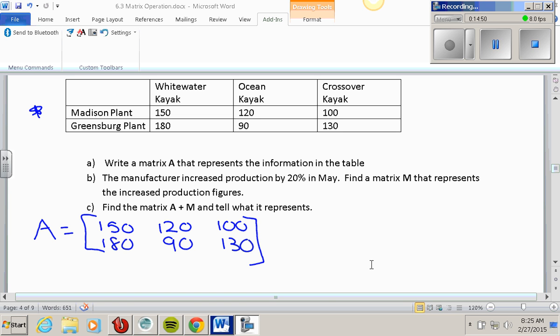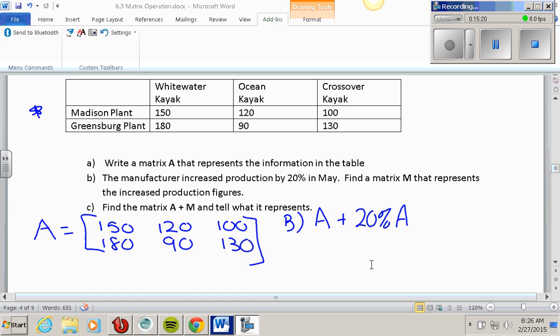The next thing we want to look at, part B, says we're increasing production by 20%. So we want to find a matrix that represents that increase in production. If I'm increasing it by 20%, what I'm actually doing is taking my original A and adding 20% of itself. So I'm finding out what 20% of each value is, and adding it back to my original.